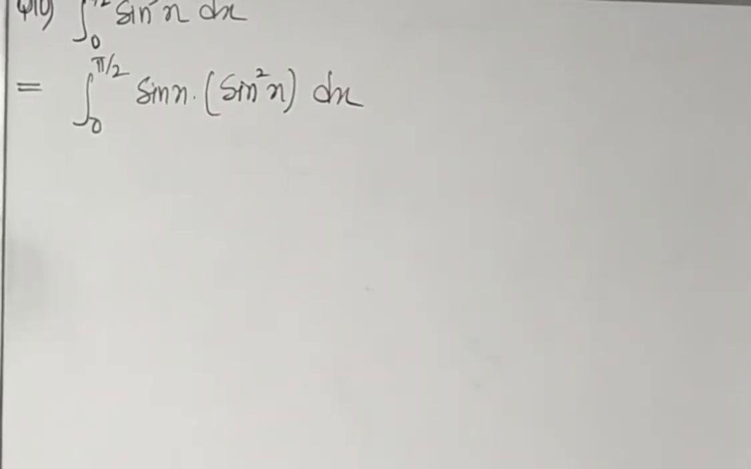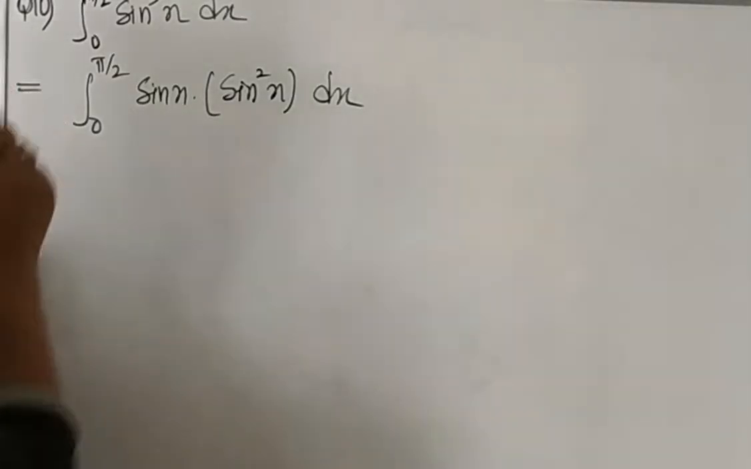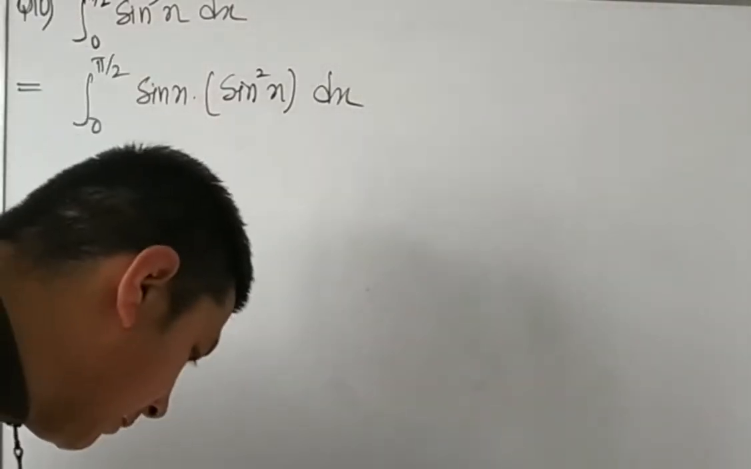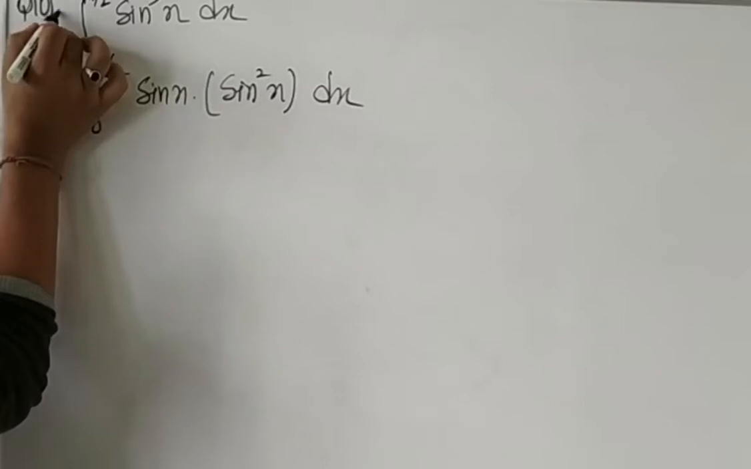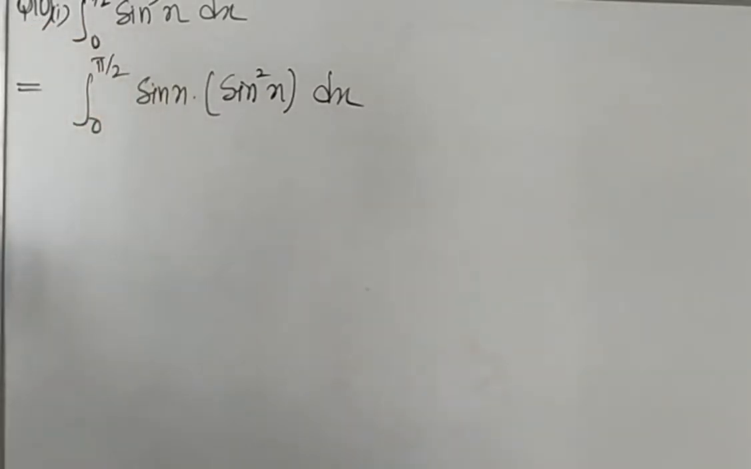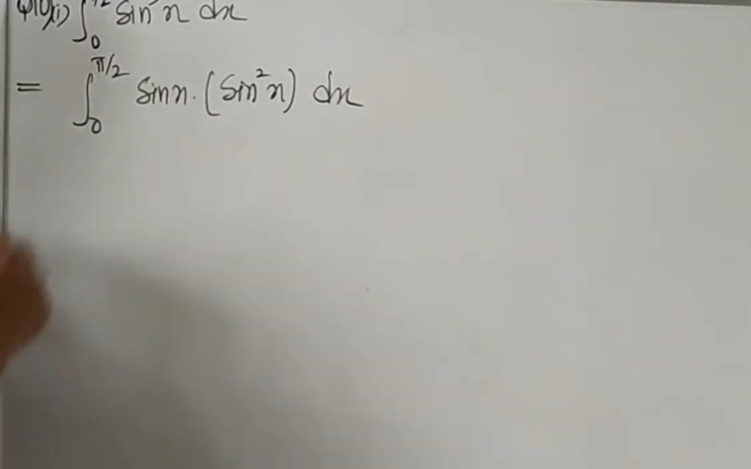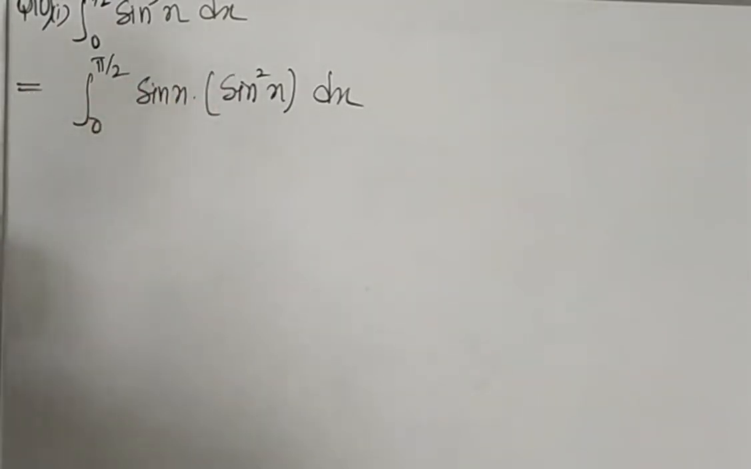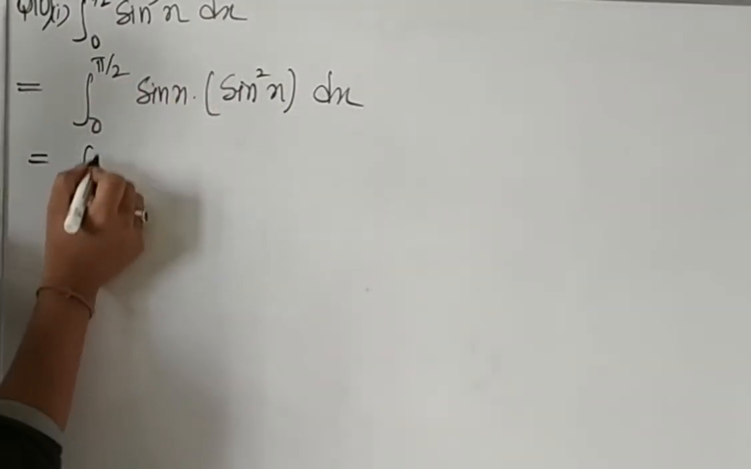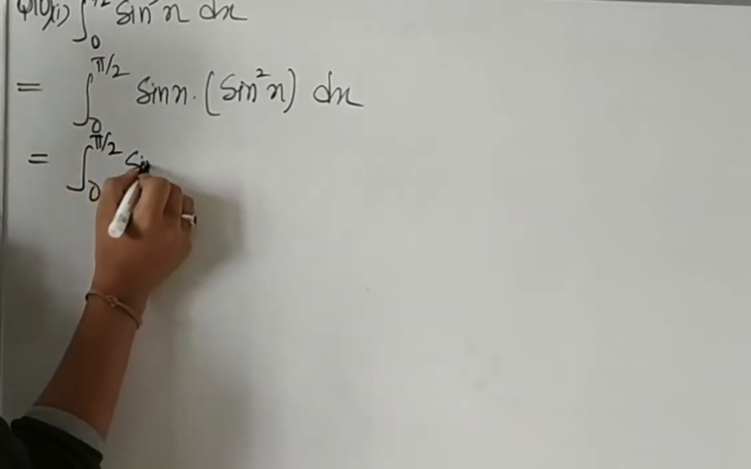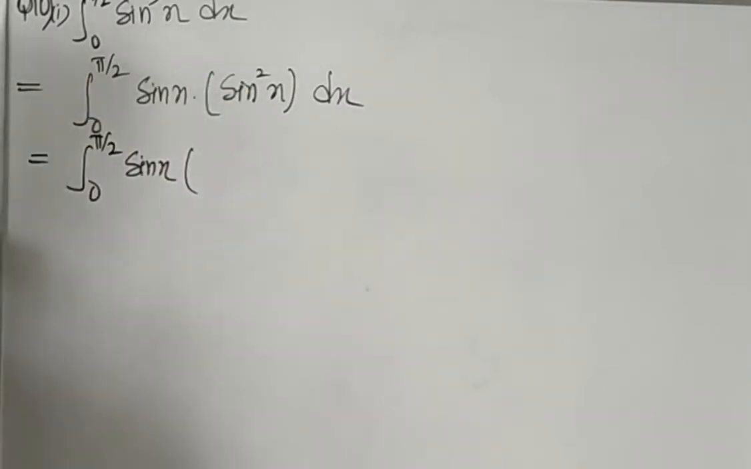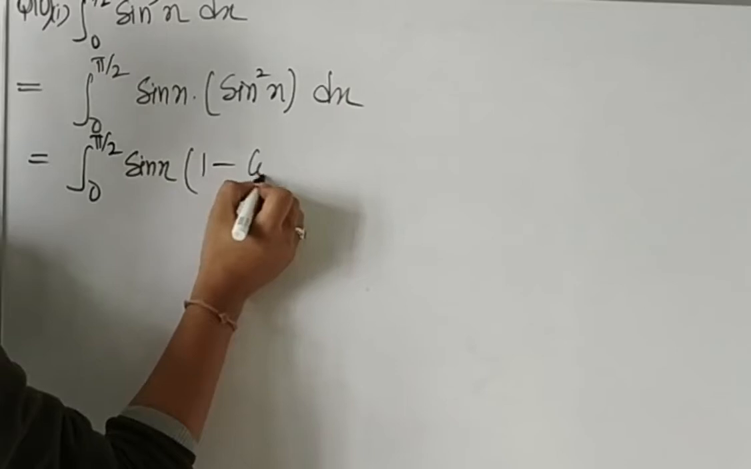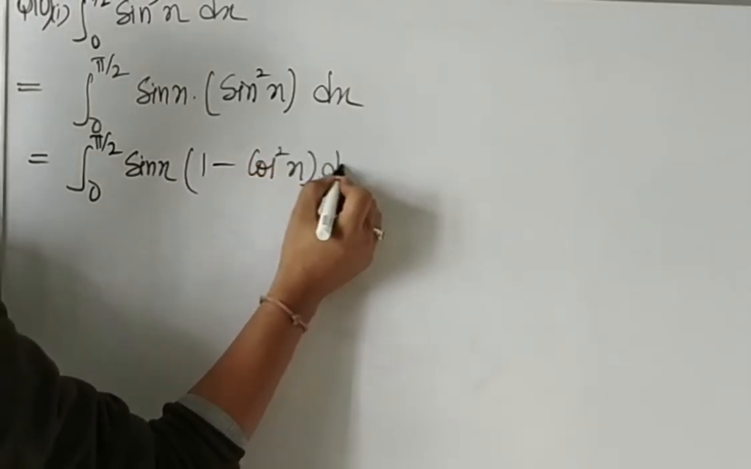Alright, so the next question that we are taking is question number 10. Question number 10, part 1. The question is integration 0 to pi by 2 sine cube x. So when it is sine cube x, what we'll do is we'll break the power as sine x into sine square x. And now 0 to pi by 2 sine x, keep it as it is. And sine square x, I can write this as 1 minus cos square x dx.